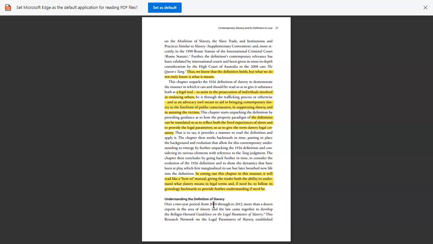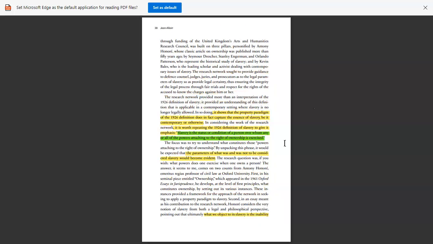Here they talked about they were working on this as recently as 2010 and 2012, and I'm sure there's been more areas as well. They developed a Bellagio-Harvard guideline on the legal parameters of slavery. So it's not something that's totally gone, it's something that's current today.